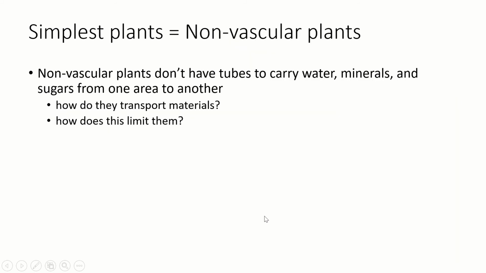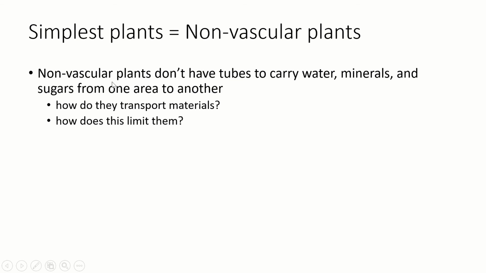All right, so we're going to start with the very simplest plants, which are really different from most plants and in fact don't even have real roots. These are the non-vascular plants. The vascular system in a plant is the system of tubes that carry water, minerals, and sugars from one part of the plant to another.